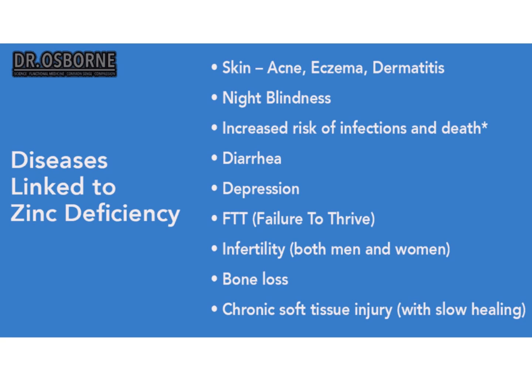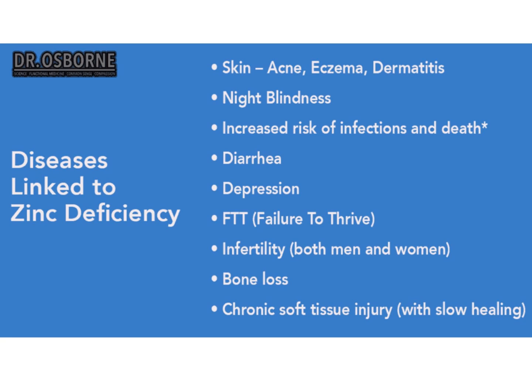Now this figure covers the involvement of all those systems and tissues which are subject to deficiency of zinc. When the skin is involved, it may manifest with acne, eczema, and dermatitis. As far as vision is concerned, it will present with night blindness. As far as the immune system is concerned, susceptible individuals are at a high risk of infection, and that can cause death. GIT involvement will present with diarrhea. Central nervous system involvement will present with depression. And failure to thrive is a condition where young infants or young children are at a risk to die.